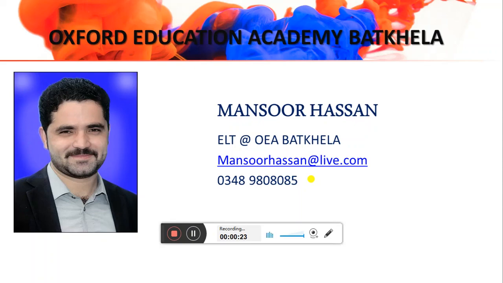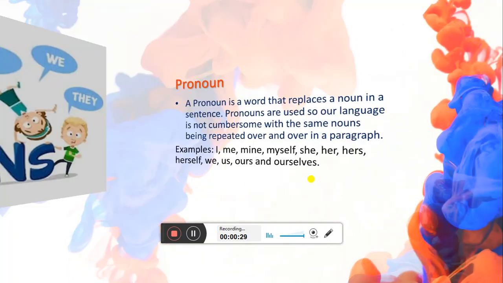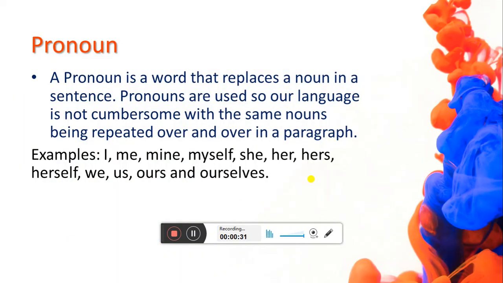Our today's topic is pronoun and its types. So, what is pronoun? A pronoun is a word that replaces a noun in a sentence. Pronouns are used so our language is not cumbersome with the same nouns being repeated over and over in a paragraph. I, me, mine, myself, she, her, hers, herself, we, us, ours, and ourselves are some examples of pronoun.